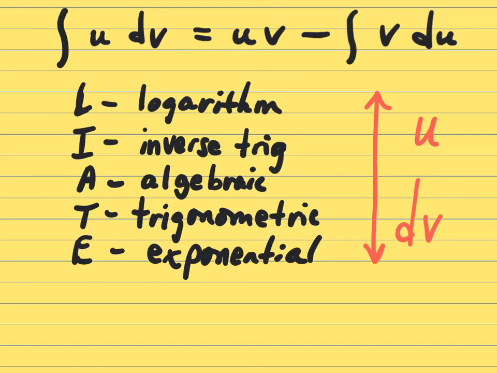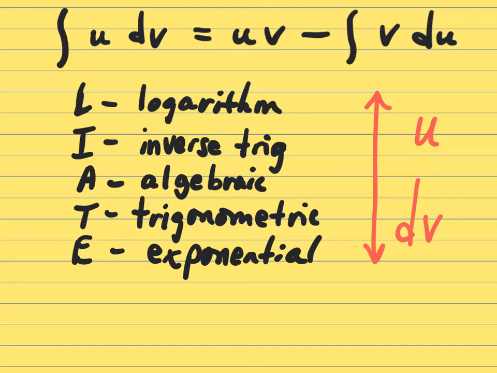The integral of u dv is equal to u times v minus the integral of v du, which is just a whole lot of letters. And those I found in grad school an acronym, LIATE, where each letter represents a type of function that you can see in your integrals.